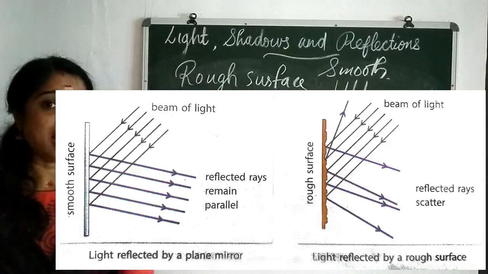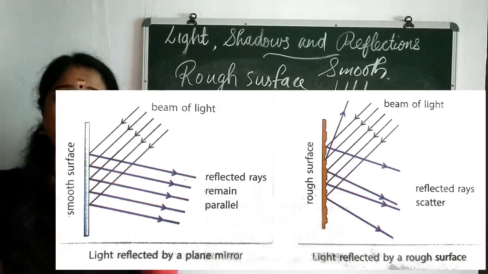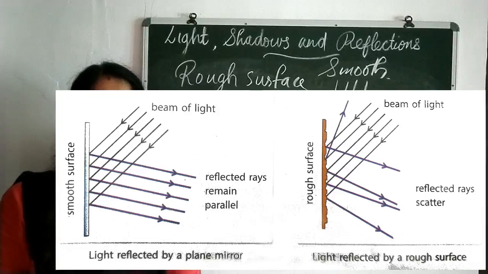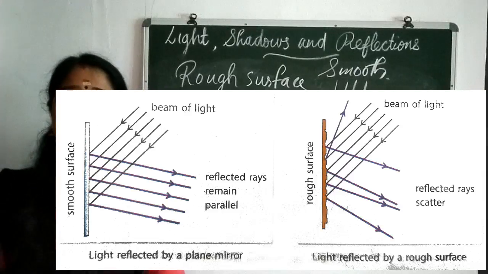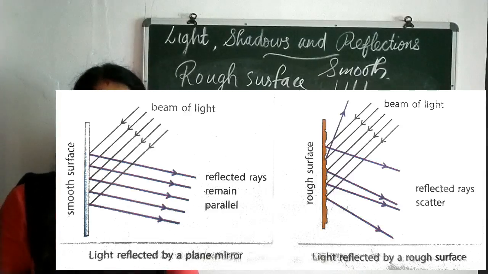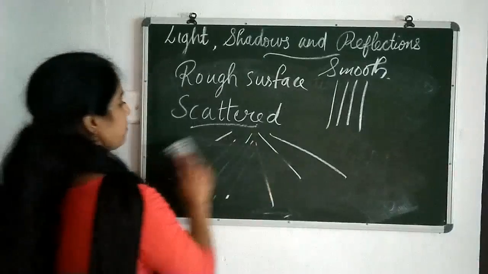Just compare it, and the arrows show the direction of the light. Already I mentioned that arrows show the path or the direction of the light. Then just compare these two, and you will understand it better. On the smooth surface, you could see the parallel lines there, and on the rough surface, you cannot see the parallel lines. Instead, you could see scattered lines. Clear? Now we can move on to the next section.